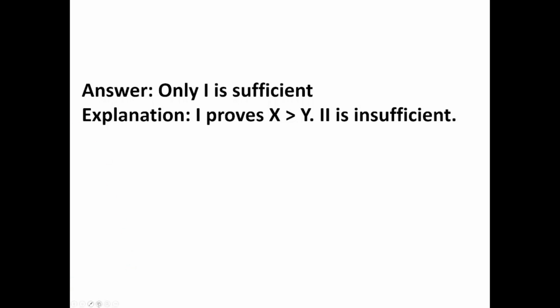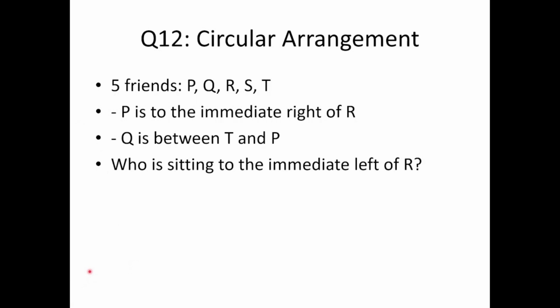Moving on to the final problem of the day, which is circular arrangement. 5 friends P, Q, R, S and T are sitting around a circular table. P is to the immediate right of R. Q is sitting between T and P. Who is sitting to the immediate left of R? Pause the video now and try to solve this puzzle by yourself.